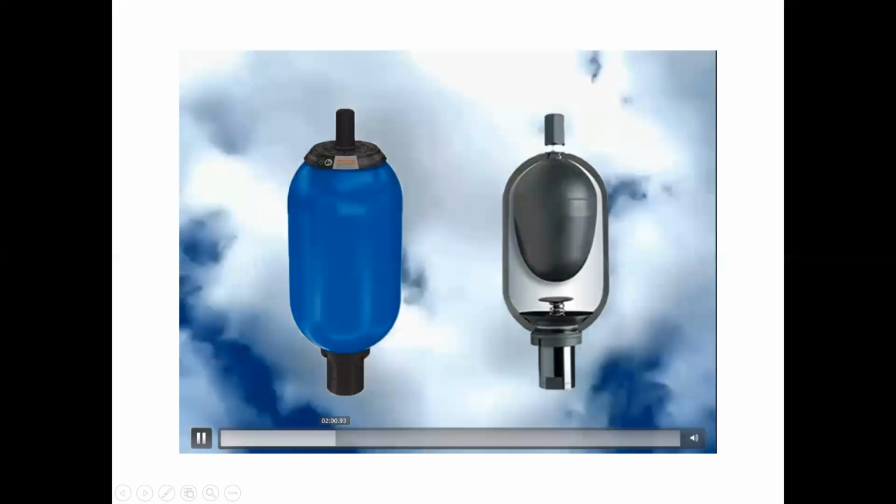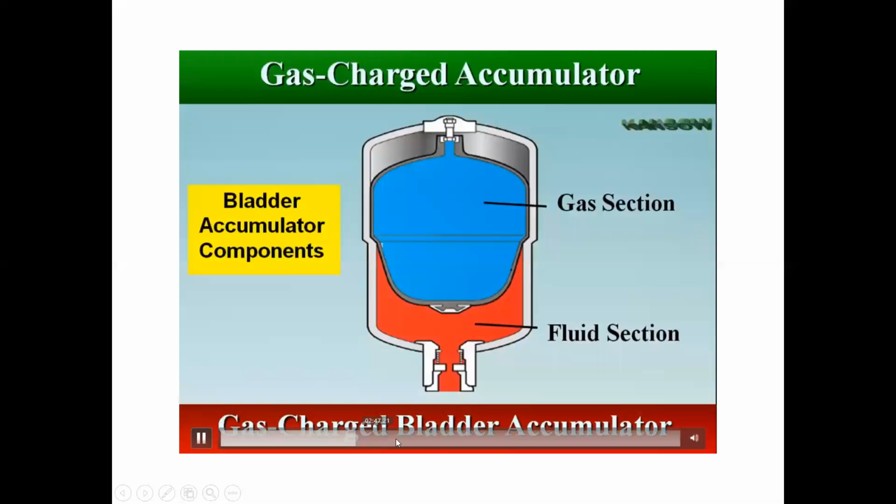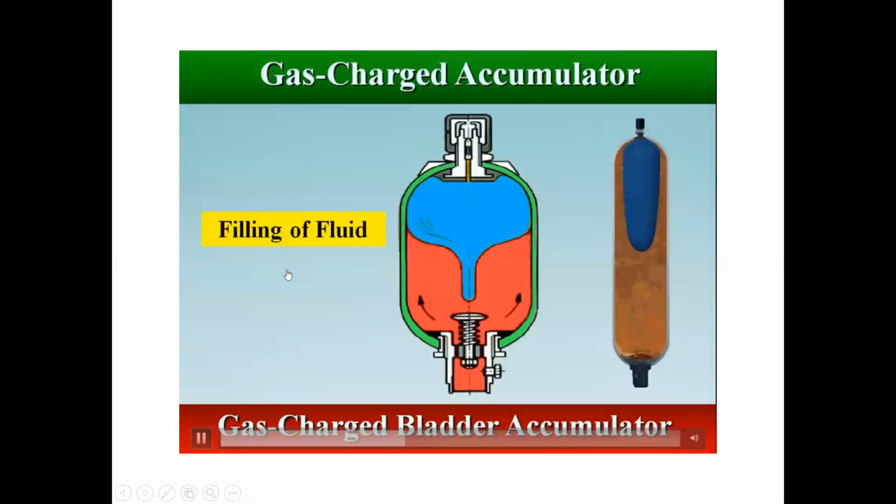A bladder accumulator consists of a seamless high-pressure cylinder with the bladder. The hydraulic pressure external to the accumulator is higher than the pressure inside the accumulator. Oil from the hydraulic system enters the accumulator.